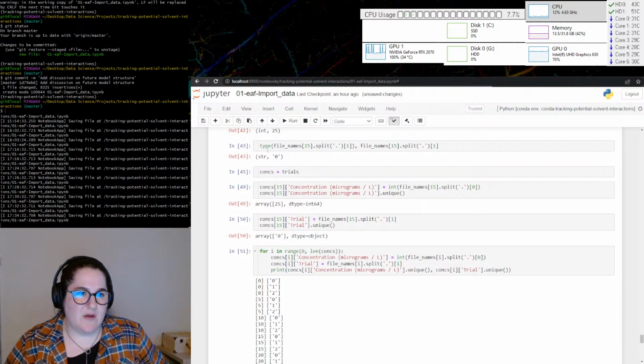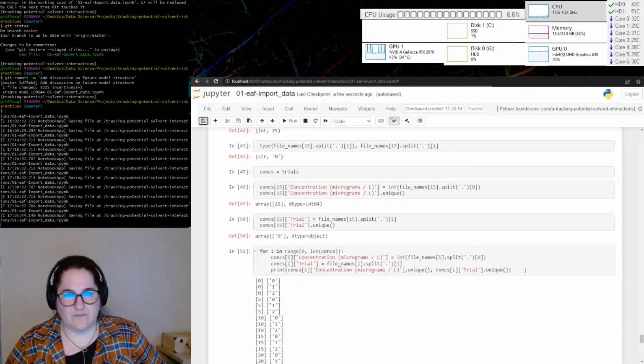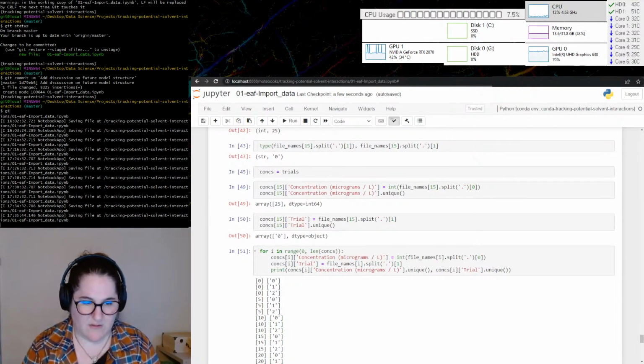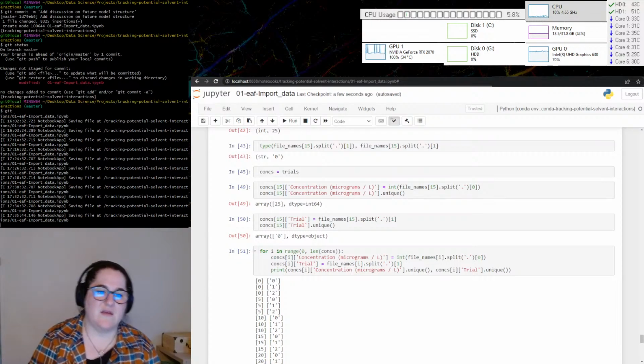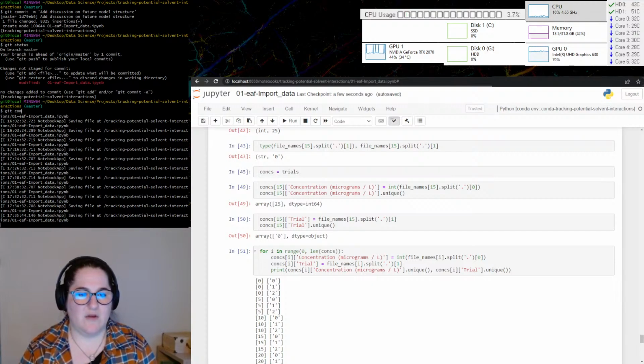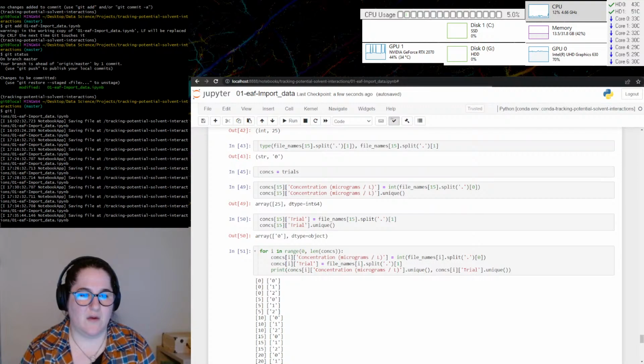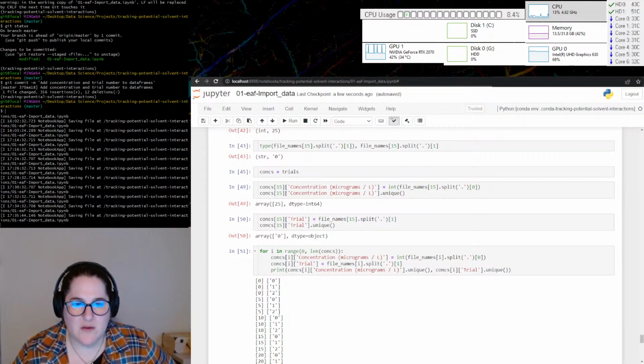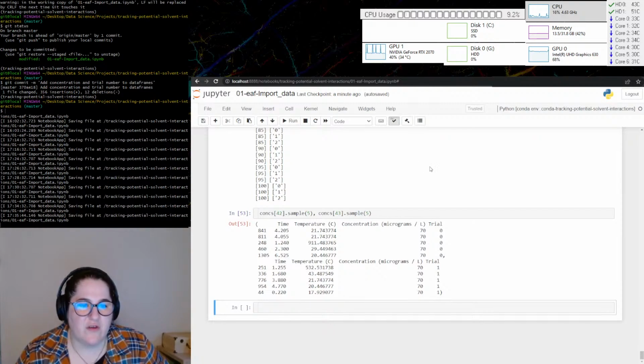So I'm gonna go ahead and hit save. And I'm gonna bring up my status here, and I'm gonna hit git status. And I can see that I have made a modification. Then I'm gonna do git add. Git status. Git commit, and we have added concentration and trial number to data frames. So that is something that we have done so far. We have our concentration and we have our trial number.